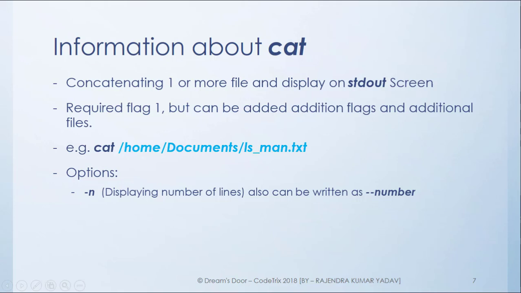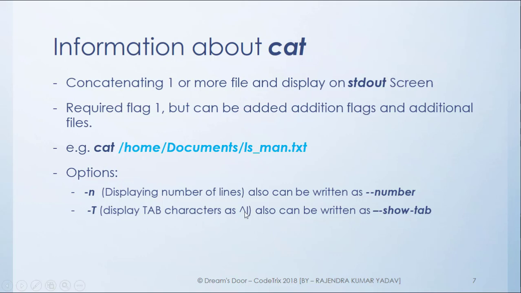Okay, there are some options that come with it. The first one is dash n, which will display the line numbers with each line of the document. It can also be written as double dash number. Then dash t will display the tab space, and you can also write it as double dash show-tabs.